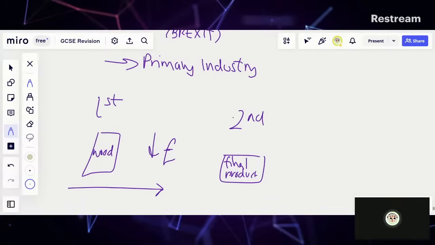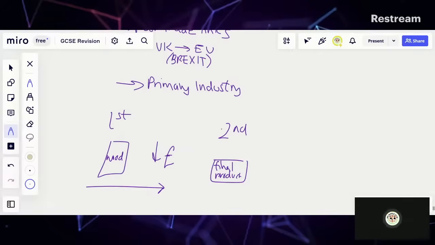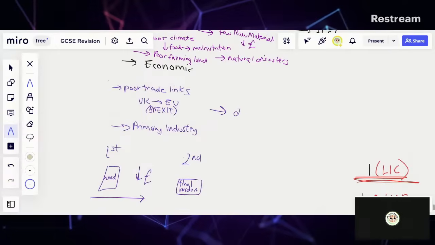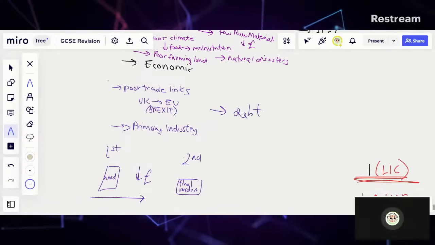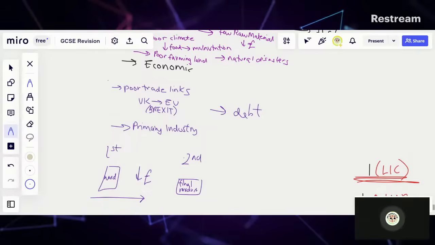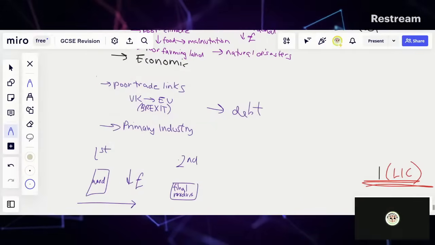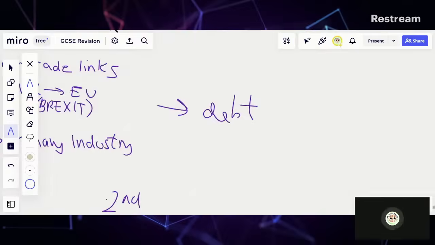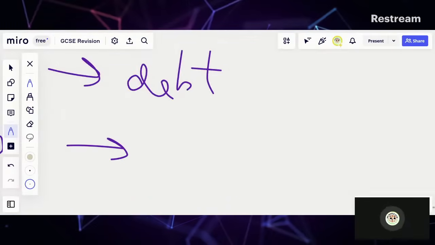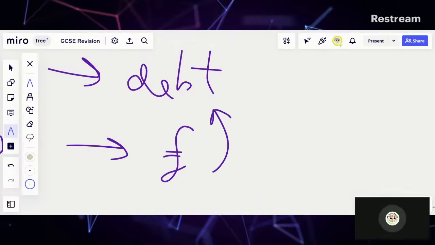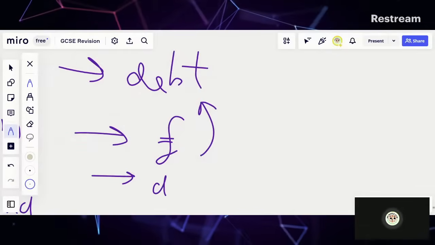Now, the final economic reason is debt. Countries may be in debt for loads of different reasons. Very poor countries have to borrow money and they're never going to pay it back. And the worst thing is, because they have to constantly pay all the money they have back to those countries, that then means they have very little money for development.